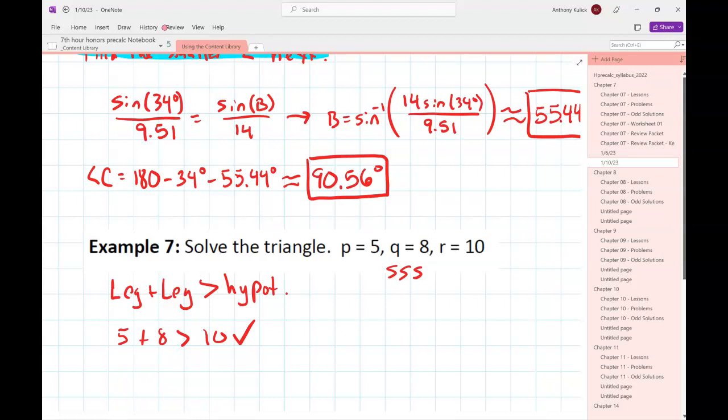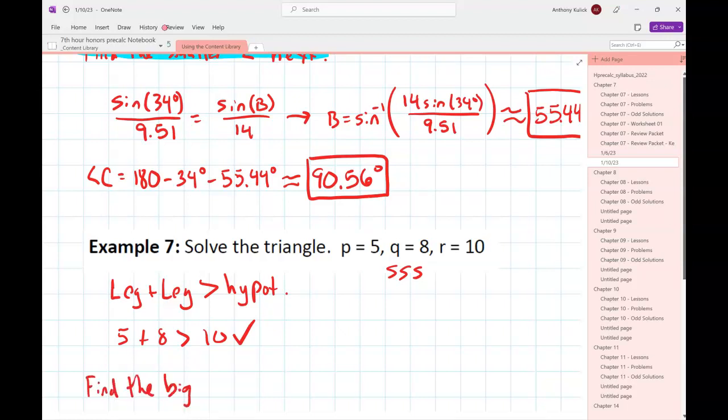So, which angle should I solve for first? I have enough information to solve for either angle P, Q, or R. Which one should I solve for first, and does it matter? No. R. I want to find the biggest one first. Yeah.